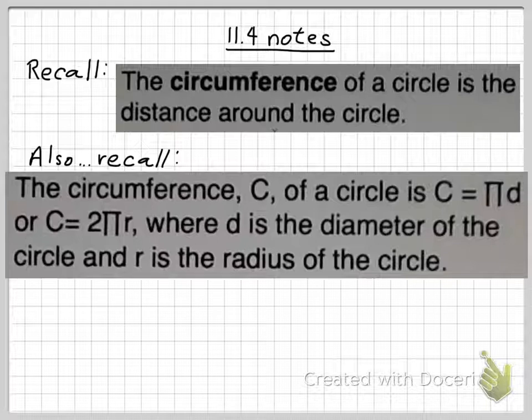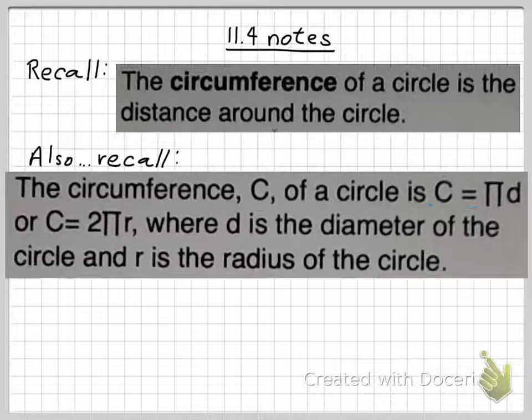Remember, you're in total control of this presentation. You can fast forward, rewind, pause it at any time you'd like. Do whatever you need to do to copy these notes. But we have circumference is pi times diameter, or 2 pi r. Remember, 2 times the radius is equal to diameter, so we basically have the same basic formula to get circumference.